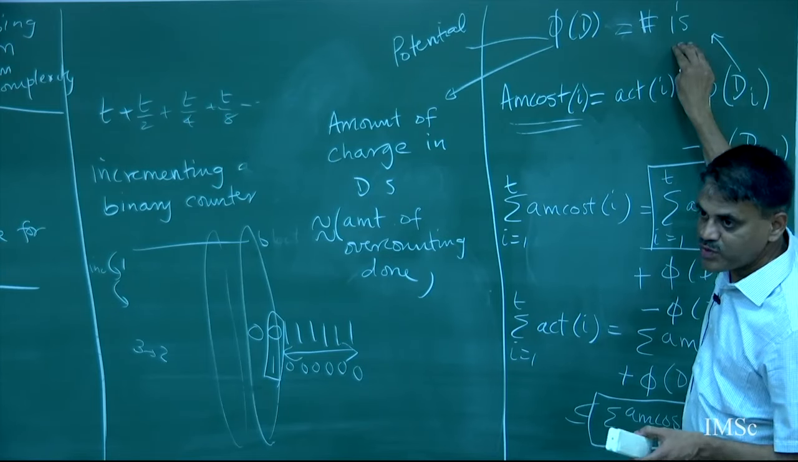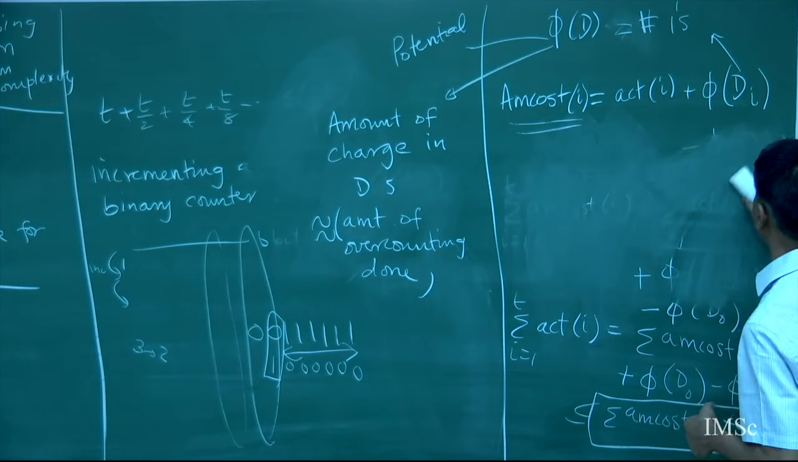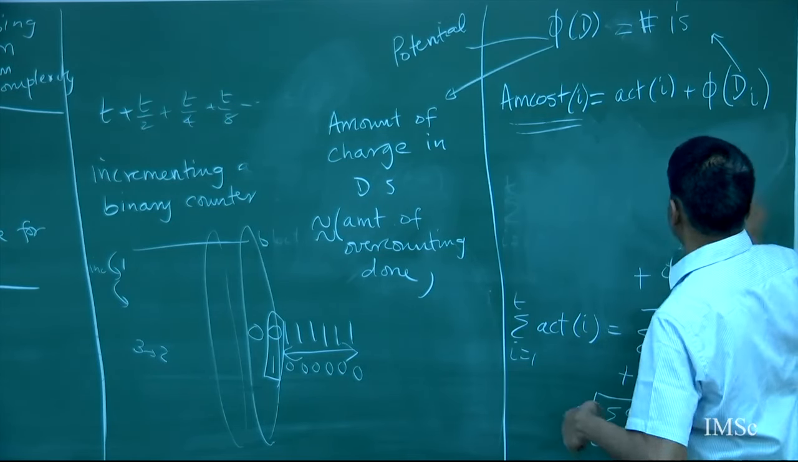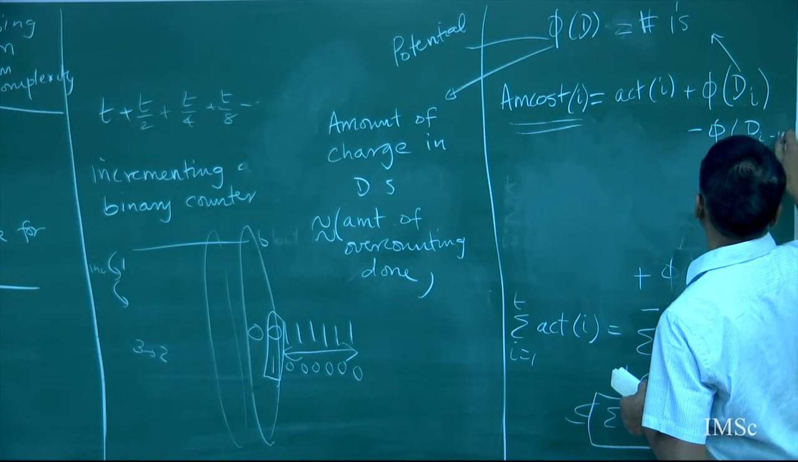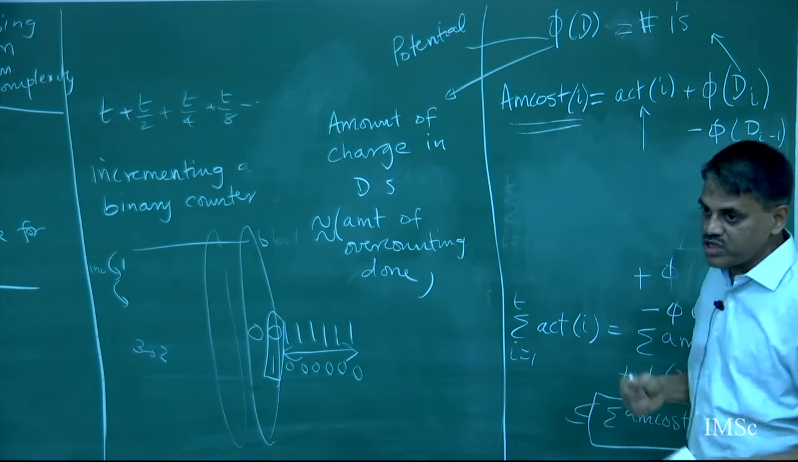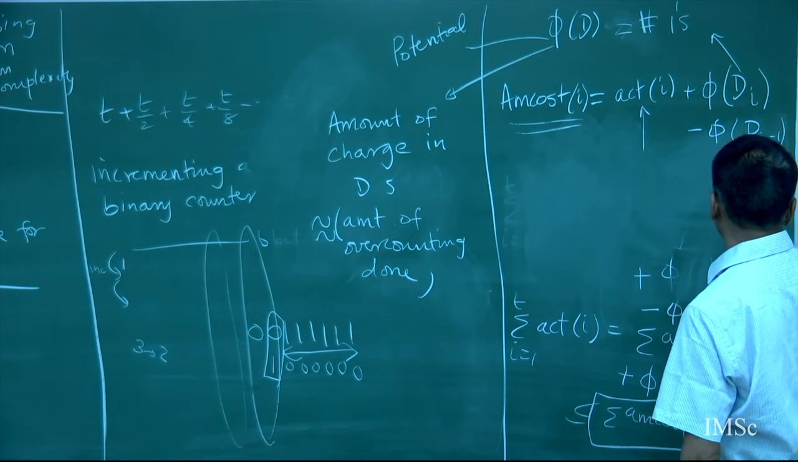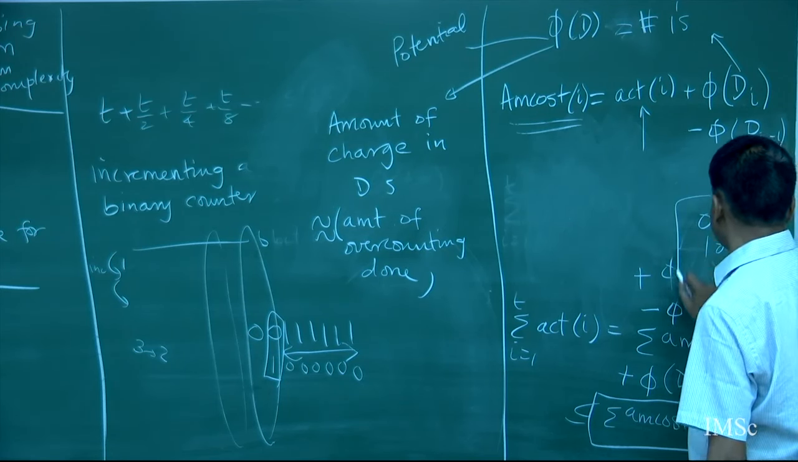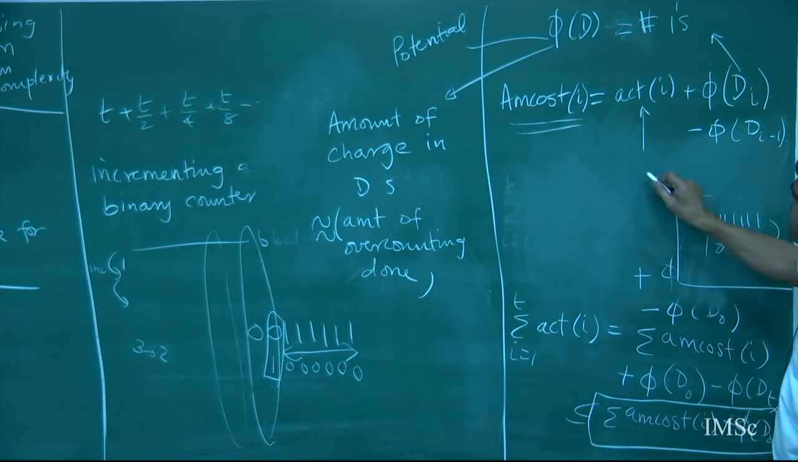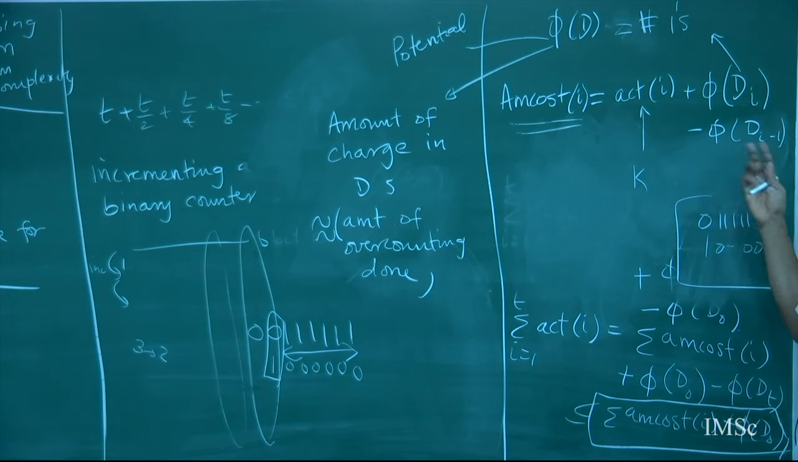Once you come up with this potential, now it's easy to compute the amortized cost. Let's plug it into this formula. Amortized cost is the actual cost. I don't know the actual cost, so this is one increment. It does some k flips. Let's say the actual cost is some k. Now, if it does k flips, what happens to the potential difference?